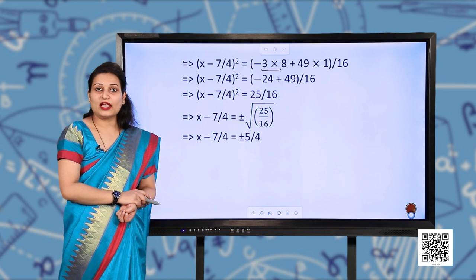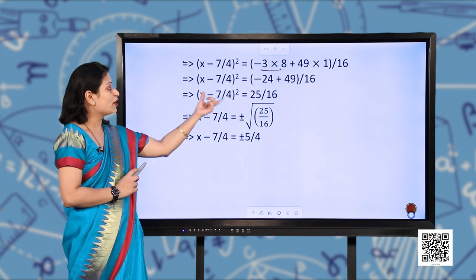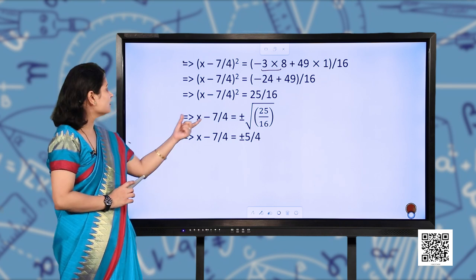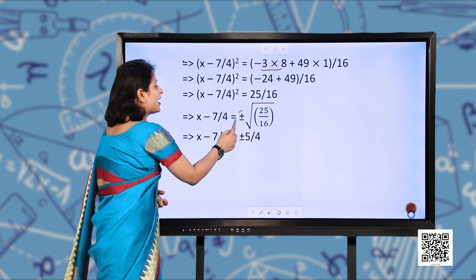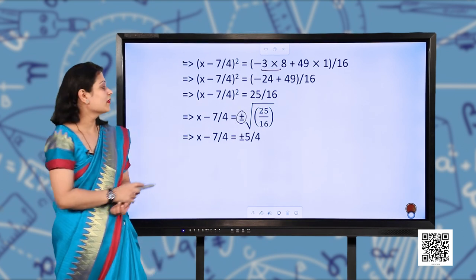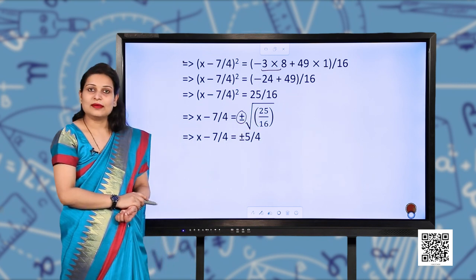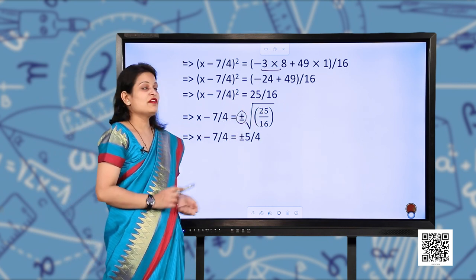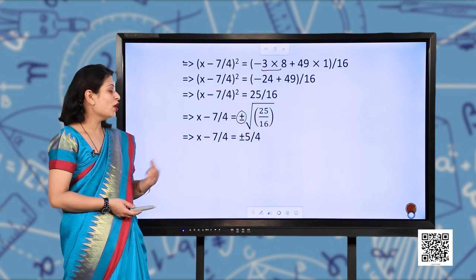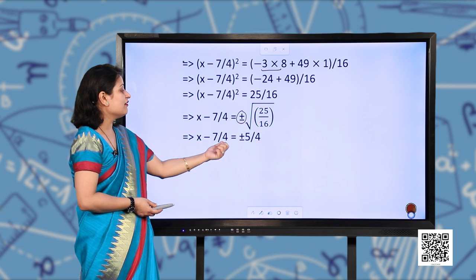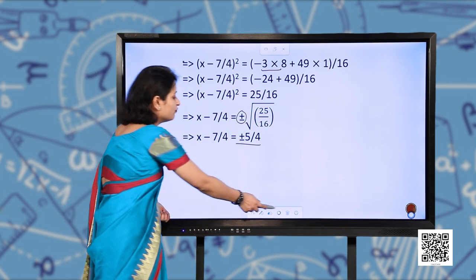Now, we have to take the square root of this equation. So, when we take the square root, what will we get? We get x minus 7 by 4 equals plus minus, do not forget to put this sign, plus minus square root of 25 upon 16. Now, square root of 25 is what? 5, and square root of 16 is what? 4. So, we get x minus 7 by 4 as plus minus 5 by 4.